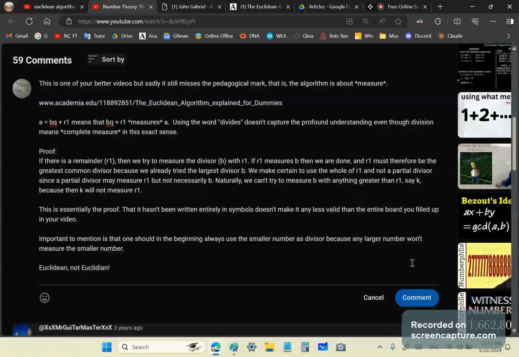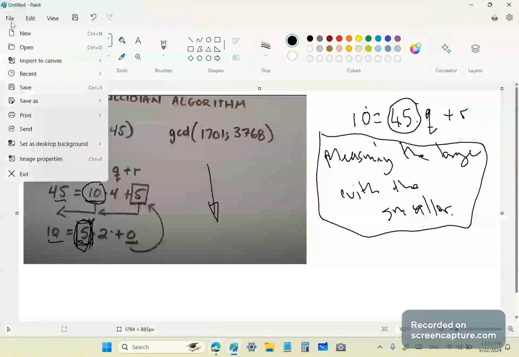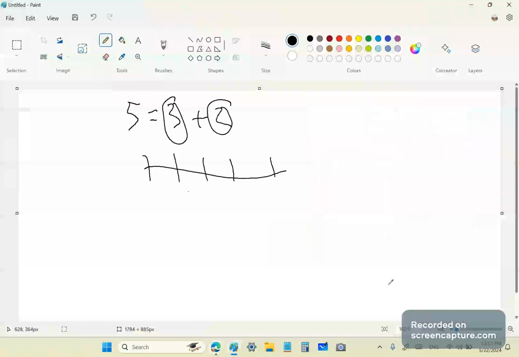What does that mean? Let's go back here again. I've talked about this in the past. Let's just get a new sheet. So if we say 5 is equal to 3 plus 2, what this means is that 3 and 2 measure 5 exactly. So if you've got 1, 2, 3, 4, 5 like that, equal parts, then we know that we need 3 plus another 2 to measure 5 exactly, okay? And that's why we say 3 plus 2 measures 5, right?